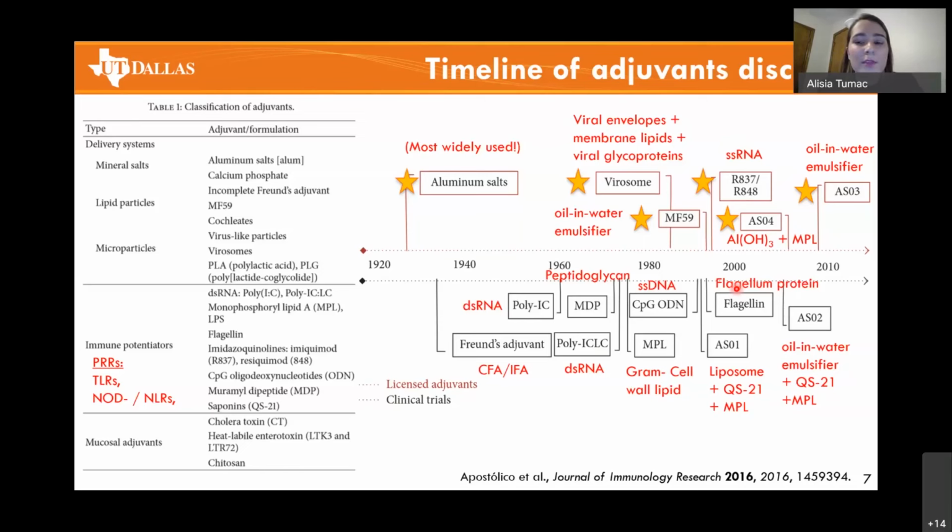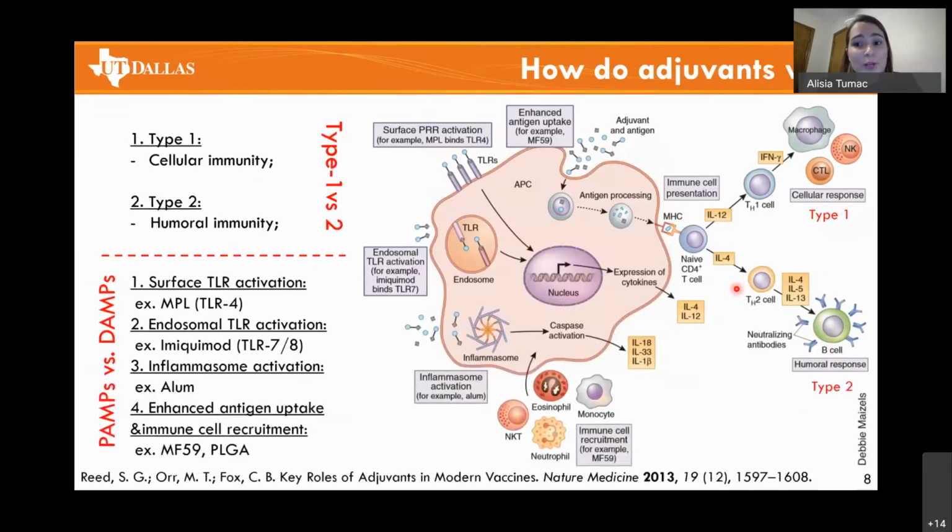Well, it turns out that each pathogen is different, and it requires a certain level of immune response in order to be neutralized and killed. And that brings me to the topic of how adjuvants work. In this figure, you can see a summary of all the different types of immune responses that an adjuvant can enhance. And I will first start by talking about type 1 and type 2.